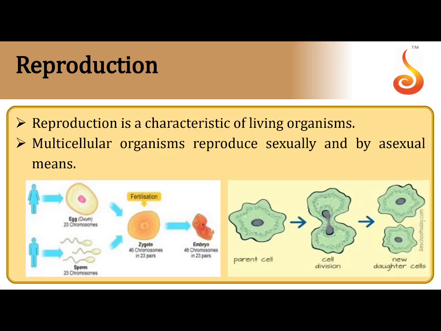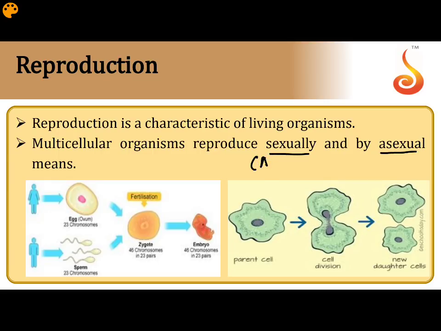The next characteristic we are going to highlight is reproduction. Reproduction is another very important characteristic of any living organism. All organisms prefer to have continuity of species. So, one organism giving rise to its own species is called reproduction. We have different types of reproduction such as sexual and asexual.